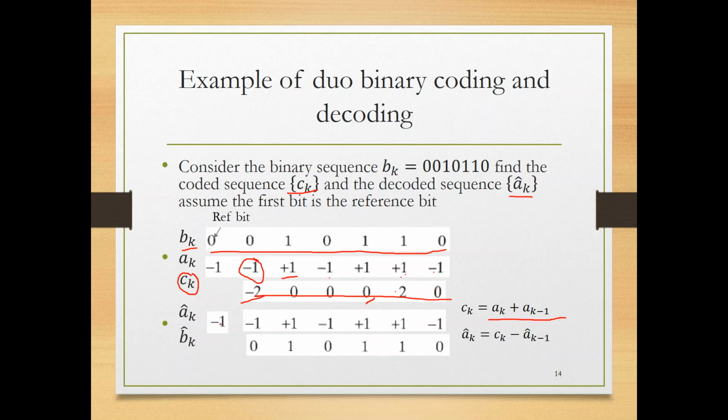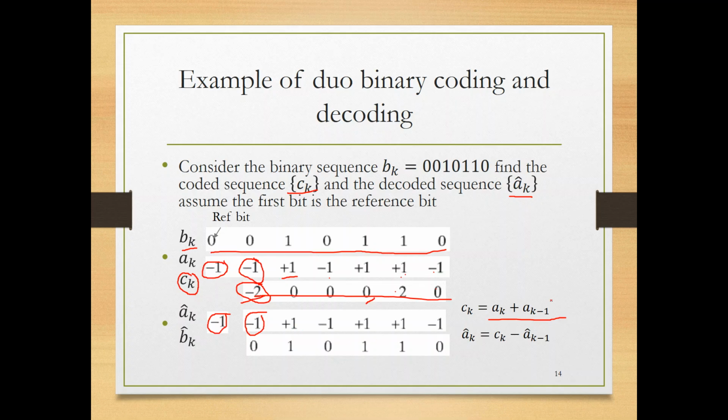You need to know what? AK first. So AK hat, you can find it by taking a CK value and subtracting from it a reference symbol, minus 1. Why is it minus 1? Because it was minus 1 here at the transmitter. So minus 2 minus minus 1 means minus 2 plus 1, which is equal to minus 1. And then these are the pulses. You demap them to their bit value. If minus 1 comes, this means that you transmitted 0. If plus 1 comes, it means you transmitted 1.